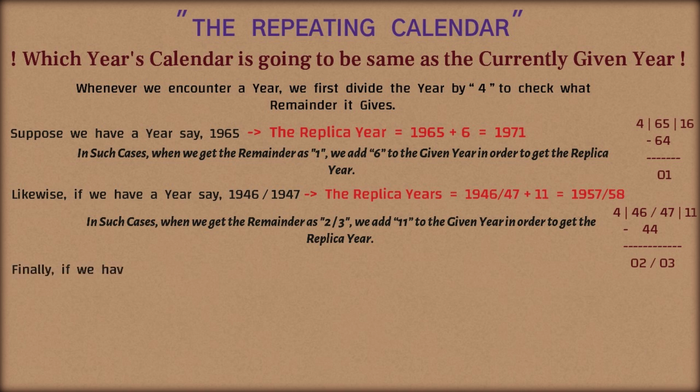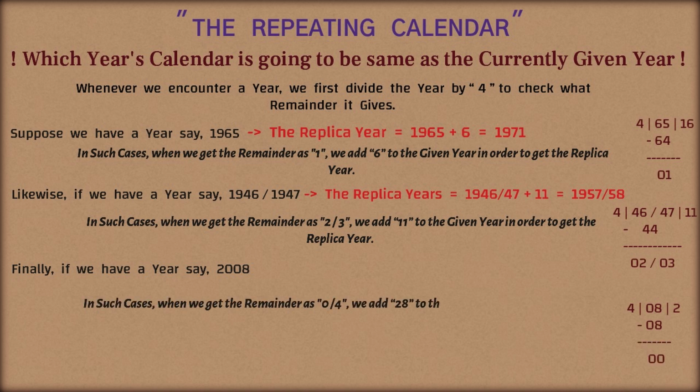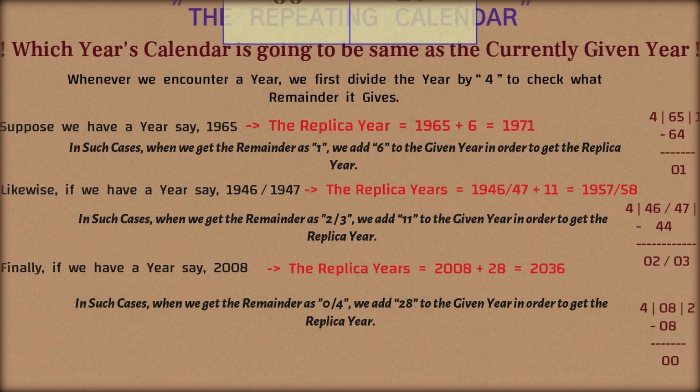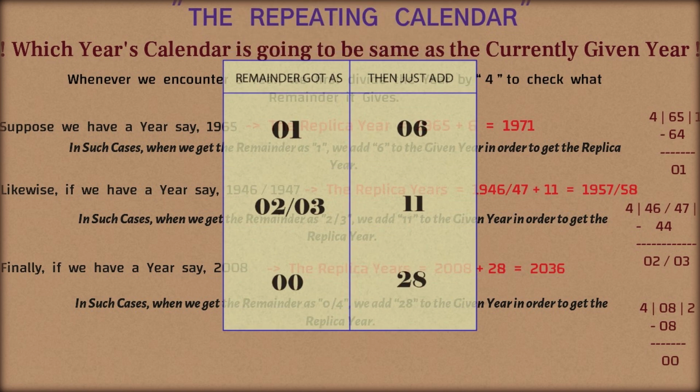And finally, if we have a year, say 2008, then by dividing it by 4, we get the remainder as 0. And in this case, when we get the remainder as 0 or 4, that year will be a leap year. And thus, we need to add 28 to such a year in order to get its replica year of the future. So, remember this table in order to memorize things faster. Pause the video if you need more time.